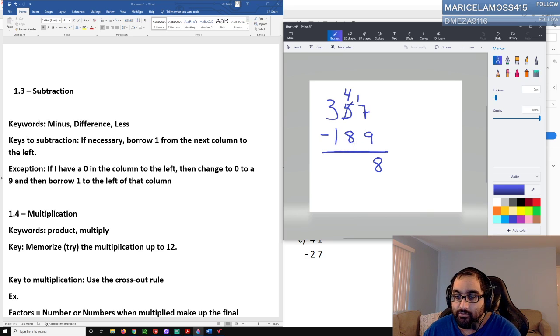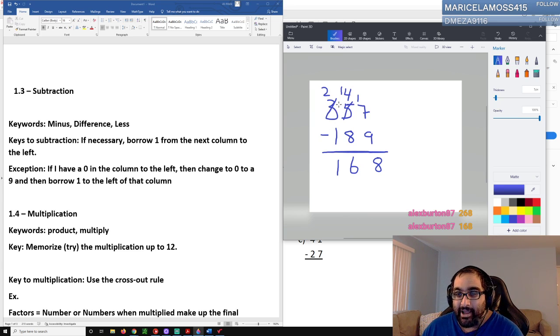Well, 4 is less than 8, so I need to go ahead and make this a 14. Now I do 14 minus 8, which is 6. And then since I have to borrow 1, another 10, this 3 here now becomes a 2. And so here I get 2 minus 1, which is 1. And so here we built upon our answer. We get 168. There you go.